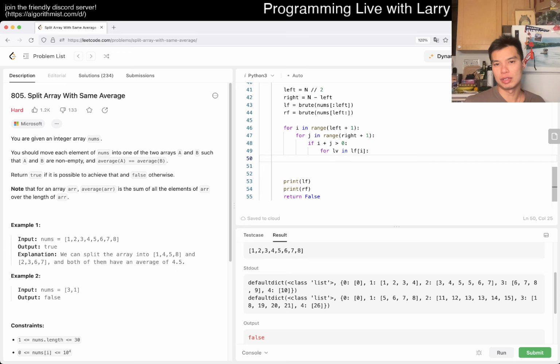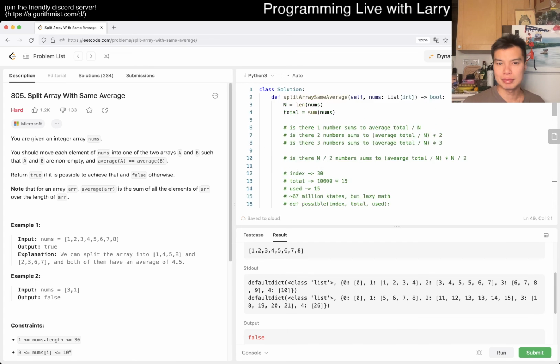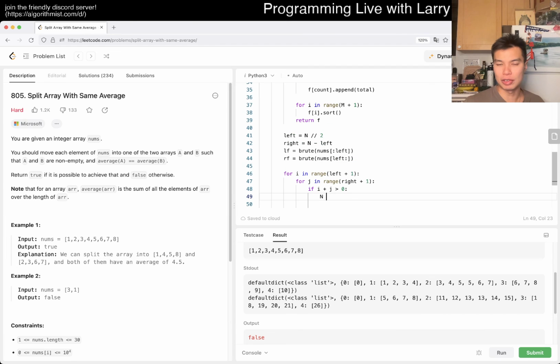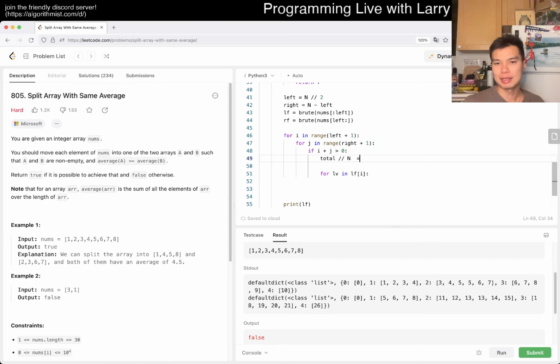Then now, what is the target, right? So the target here, we have total over n is what we are trying to reach. It is equal to some number, some x over i plus j, because that's the number we've taken, right? So we times i plus j on the other side. And basically now, I guess we don't times n on the other side, because we're looking for x, right? So x is the sum that we're looking for, and it's just this number, right?